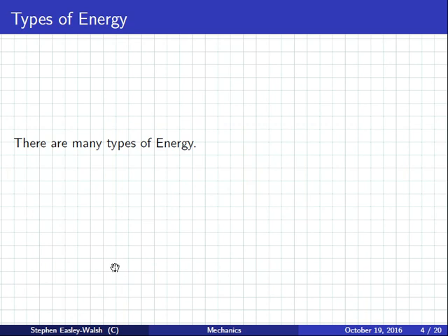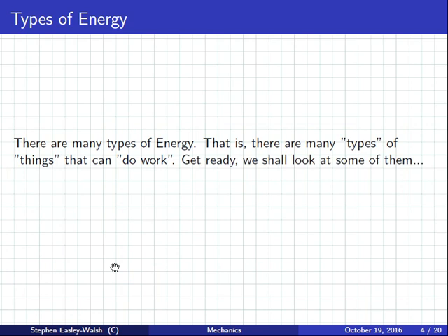So there are many types of energy. That is, there are many types of things that can do work. Let's have a look at all the different types now. So there are different types of energy, meaning there are different things that can do work. So what are some of those things? Of course this is not everything, but it's the important ones.